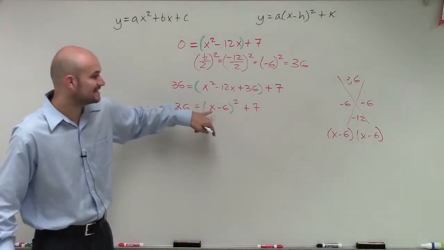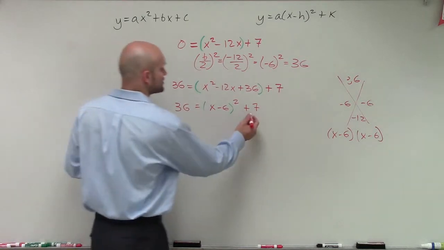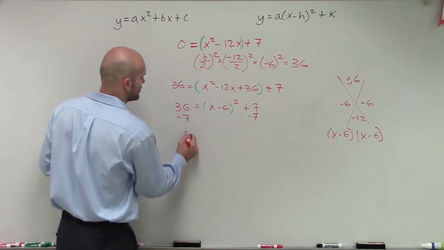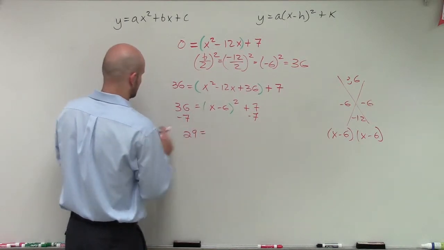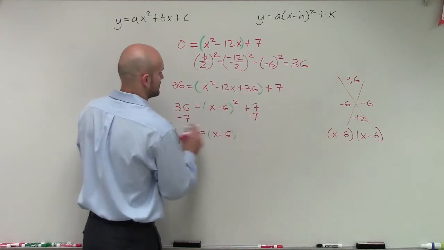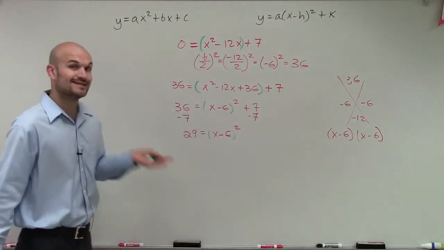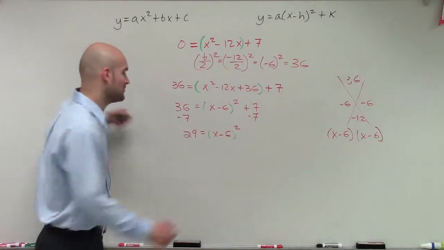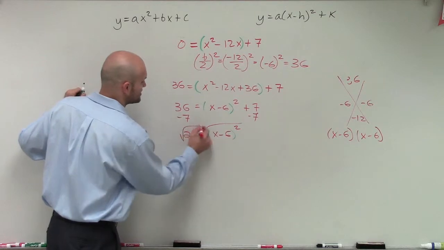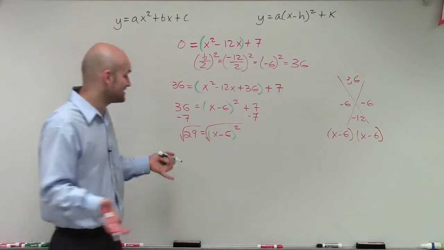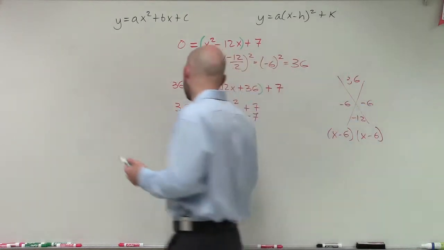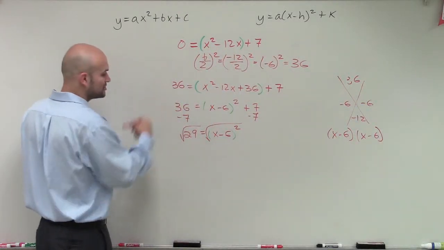Now I need to isolate this variable, so I'm going to use my inverse operations to get the x by itself. The first thing I do is subtract the 7. So I have 29 equals x minus 6 squared. Continuing my inverse operations, I need to undo the squaring, so I take the square root of both sides. The square root of 29 I cannot simplify, but that's okay. That just means I'm going to have an irrational number, or root, as a solution for my equation.